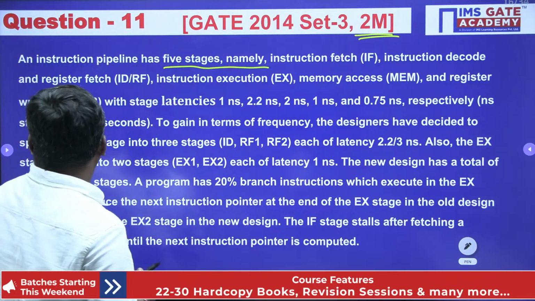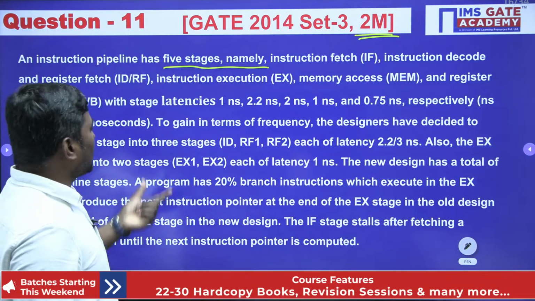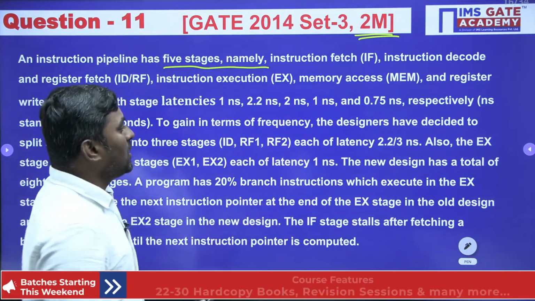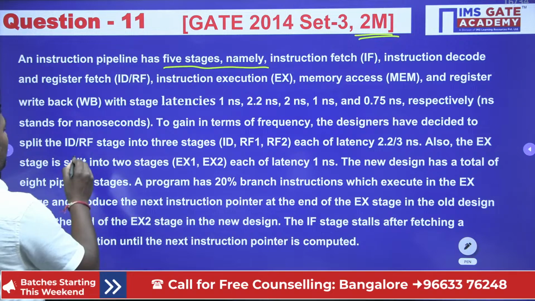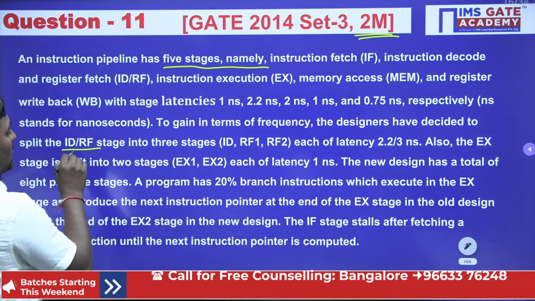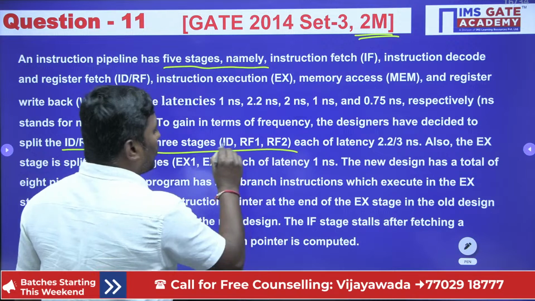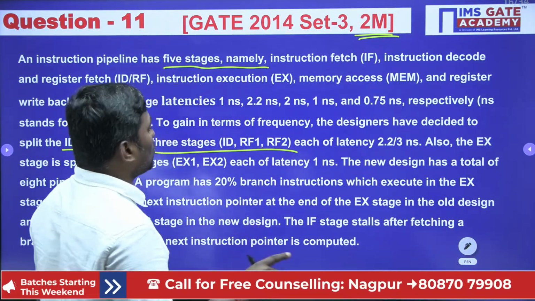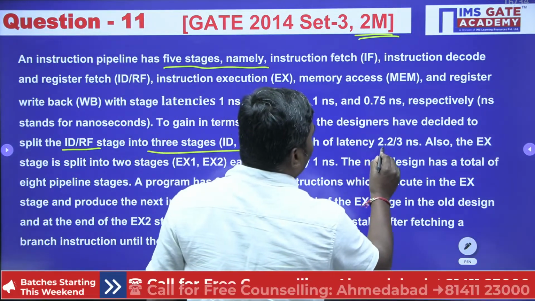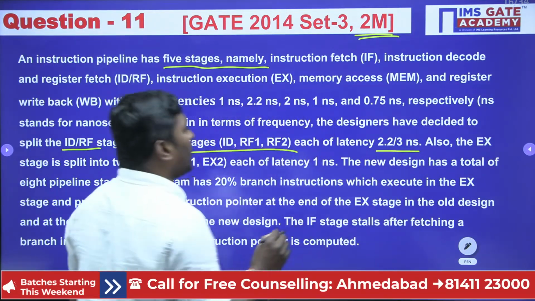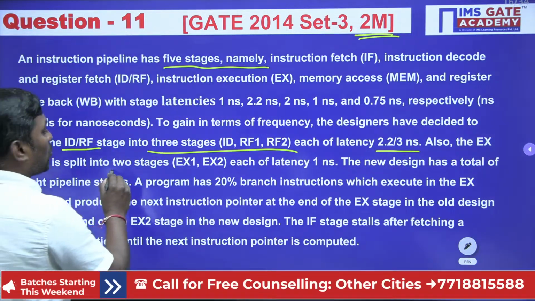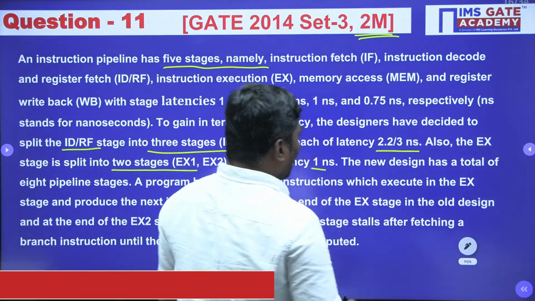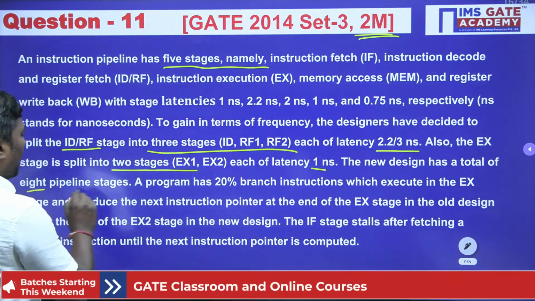Next. N stands for nanosecond. To gain in terms of frequency, the designer has decided to split the ID/RF, instruction decode register fetch stage, into 3 stages: ID, register fetch 1, register fetch 2. Each latency is 2.2 divided by 3 nanosecond. Also, the execution stage is split into 2 stages, execution 1 and execution 2, each with latency 1 nanosecond. The new design has a total of 8 pipeline stages.